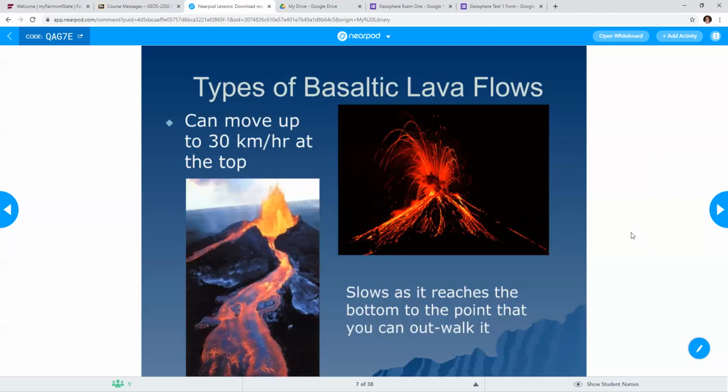But it also cools pretty fast once it gets to the bottom. How long does it take? Not too long. Once it hits the ocean, it actually turns into glass, obsidian. But at the bottom, it takes a few hours to cool off. But at the bottom, it's moving so slow that I could get away from it.